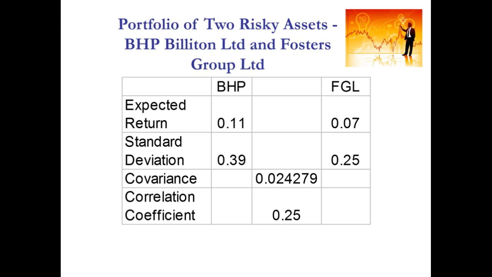So let's have a think about how we can identify the efficient frontier and particularly identify this optimal risky portfolio for a simple example where we have two assets. So in this particular case, our two assets are BHP shares and Foster's Group shares, and the assumptions for each of these assets are provided on the screen.